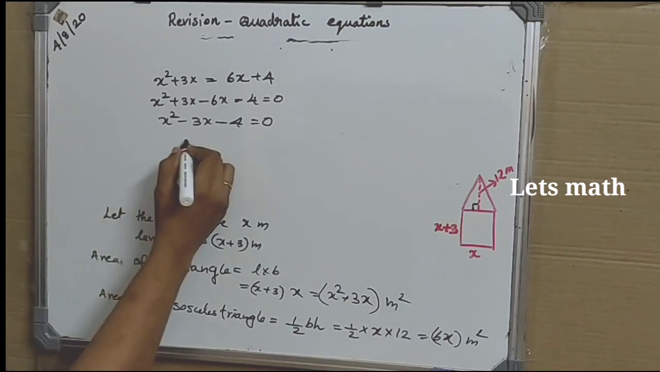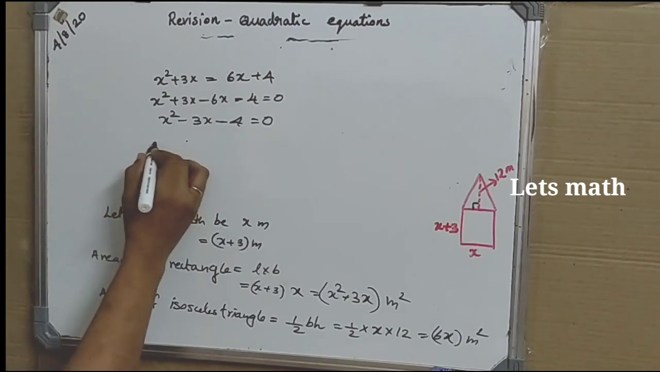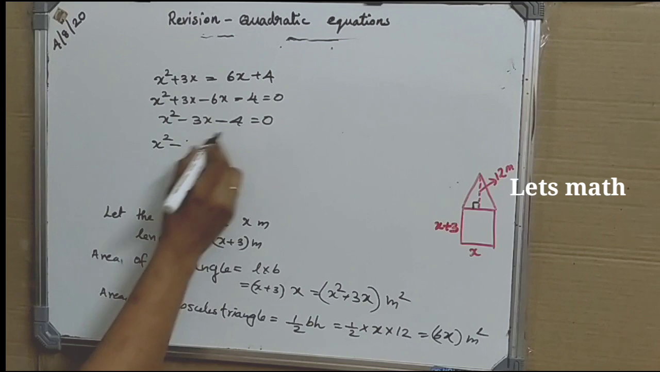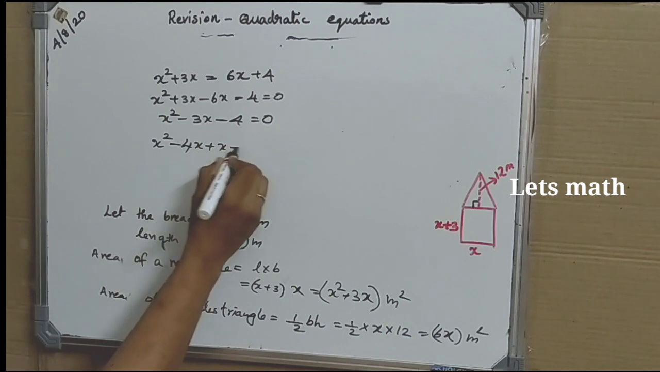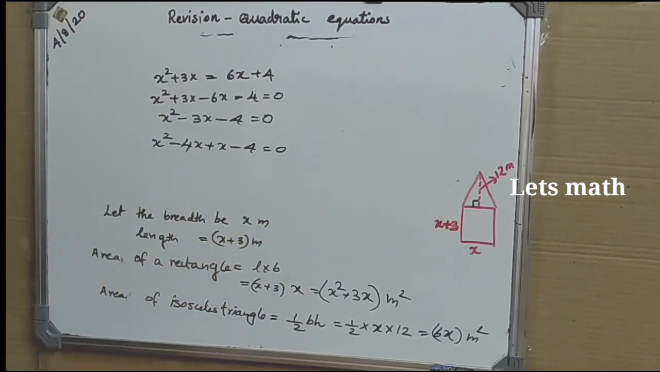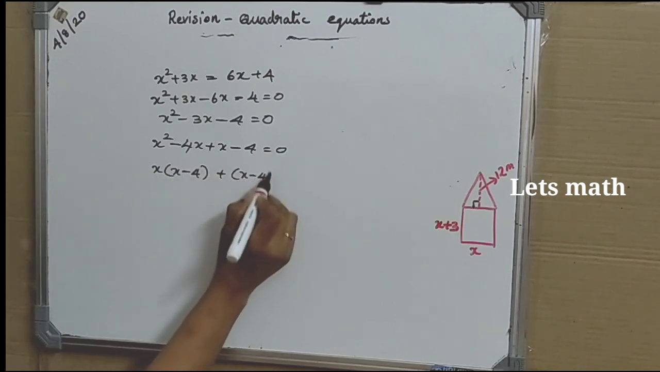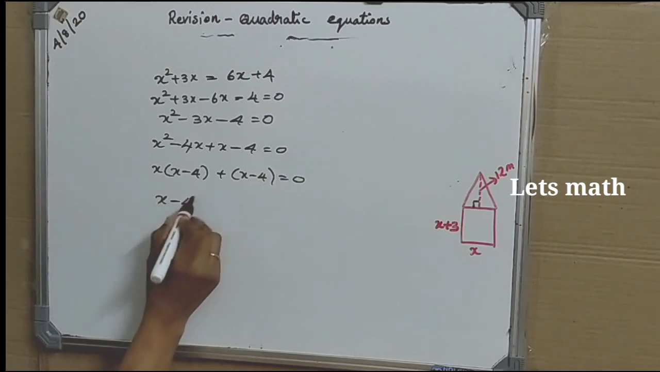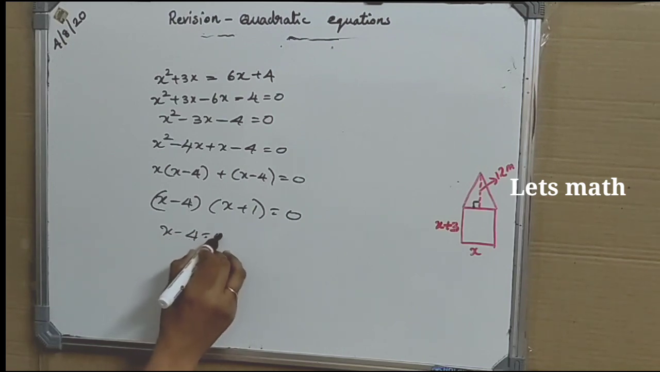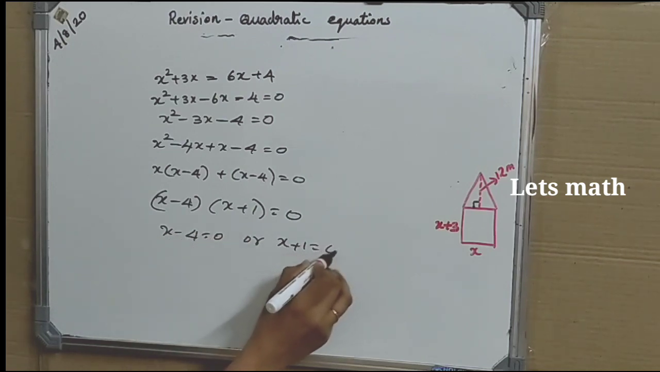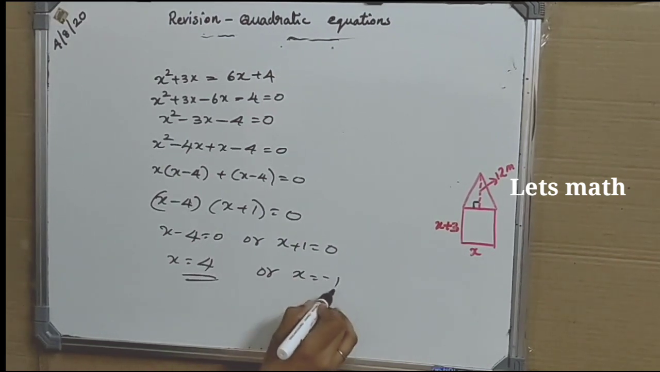Now we can solve using the quadratic formula or the splitting of the middle term. Now I will use the splitting of the middle term here, so that for x square, product is minus 4 and sum is minus 3. You can say that x square minus 4x plus x minus 4 equal to 0. x common, x minus 4 plus x minus 4 equal to 0. Now x minus 4 into x plus 1 equal to 0. x minus 4 equal to 0 or x plus 1 equal to 0. We get x equal to 4 or x is equal to minus 1.